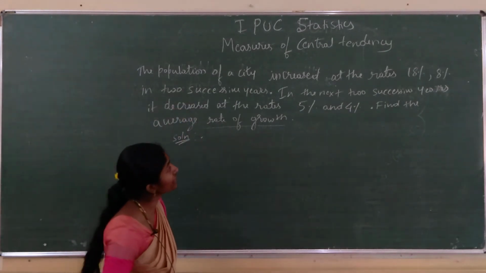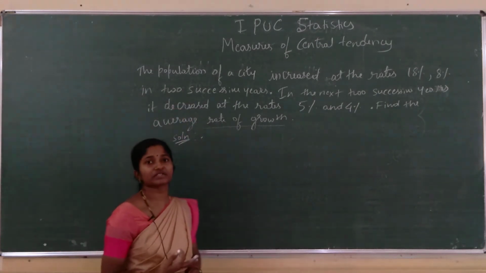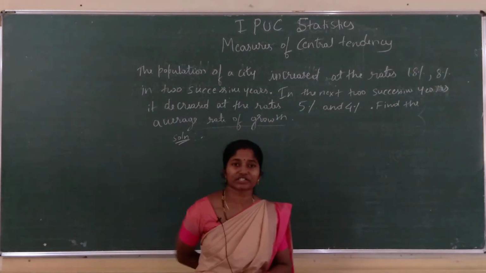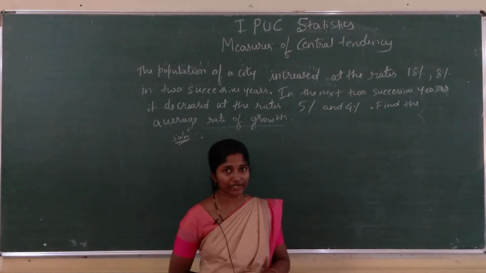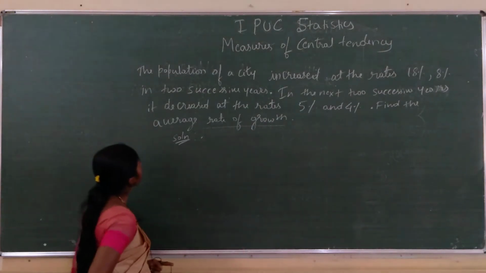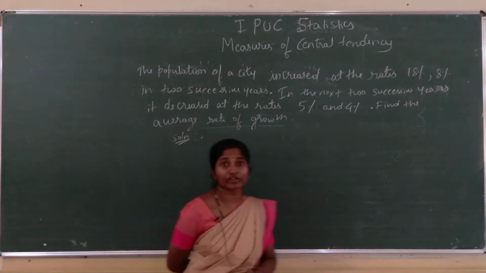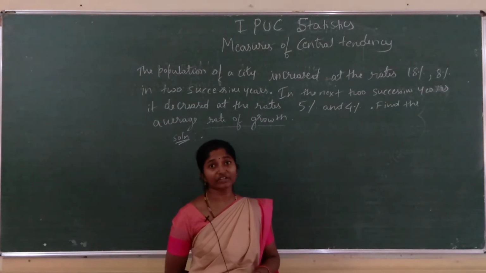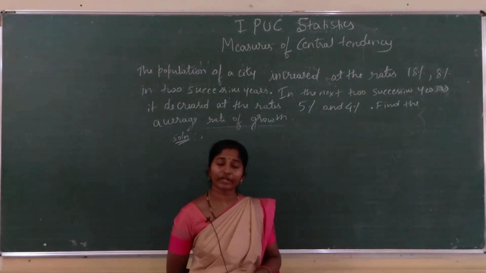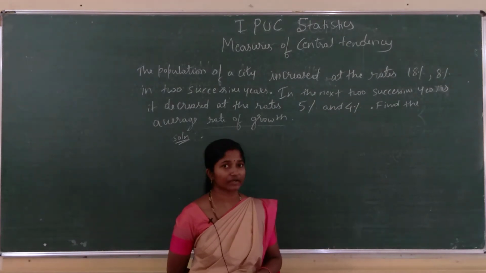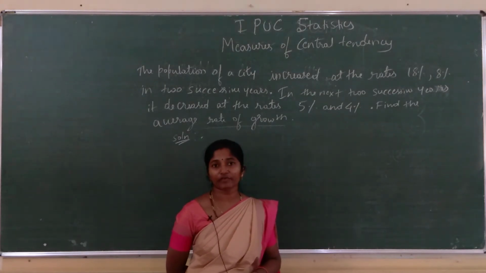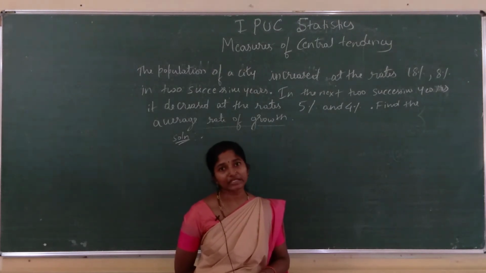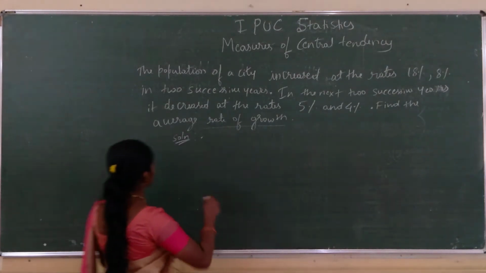The population of a city increased. If the increase is given, what you have to do? See that percentage, 18% is given, therefore plus 100. Next, decreased at the rate 5%. Decreased is given, therefore minus 100. If the word decreased is given, it means minus 100. Increased means plus 100.